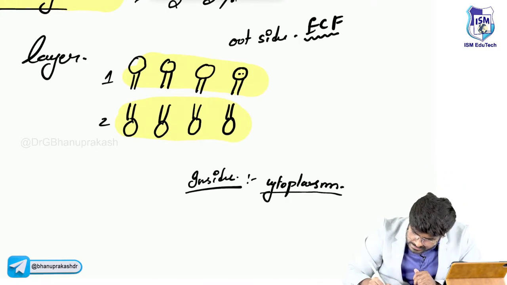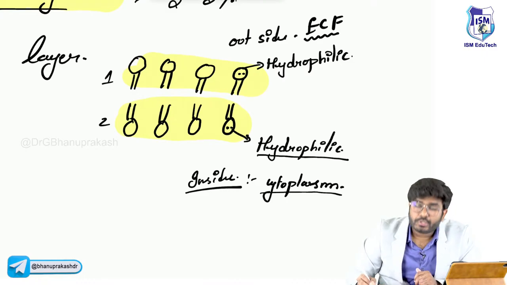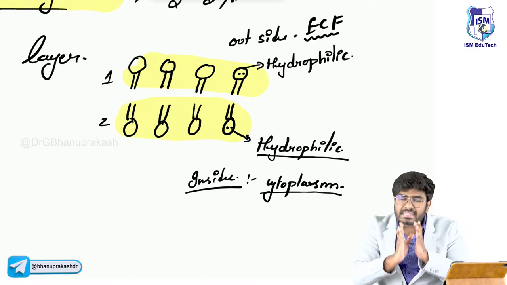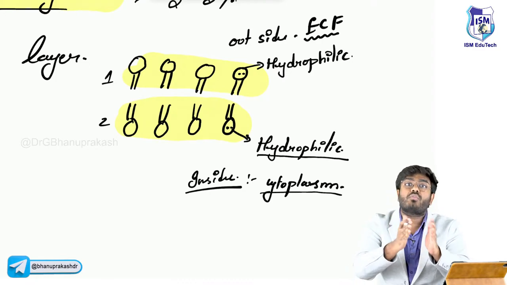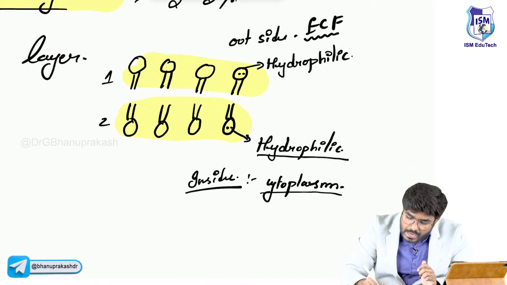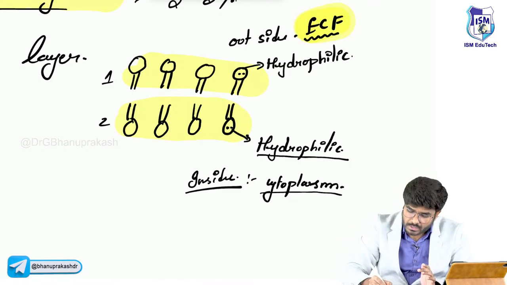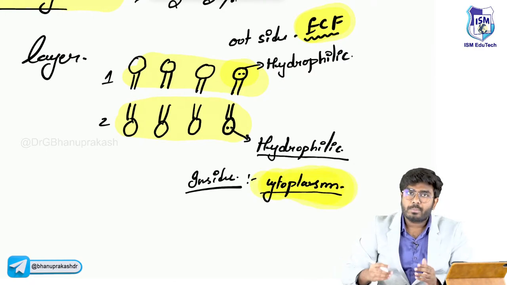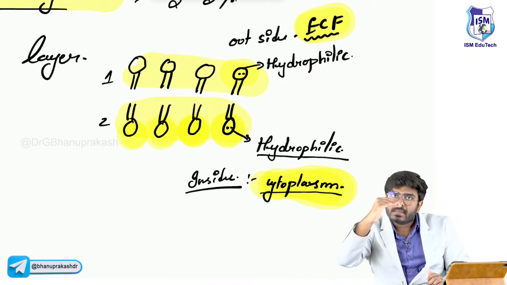Now, these heads are hydrophilic. This is the important point which you need to know: the heads of these lipid molecules are hydrophilic in nature. That's why they are towards the water. Hydrophilic means, hydro means water, philic means loving. So, they love to be with the water. Outside, extracellular fluid is there, so the head is towards the fluid. Inside, there is cytoplasm, which is made up of mostly water. So, that's why the head region is towards the cytoplasm.